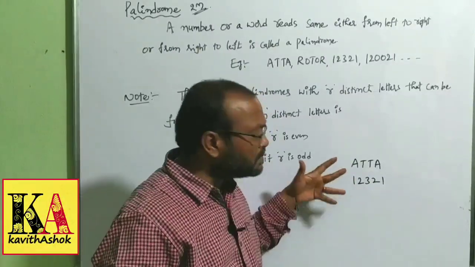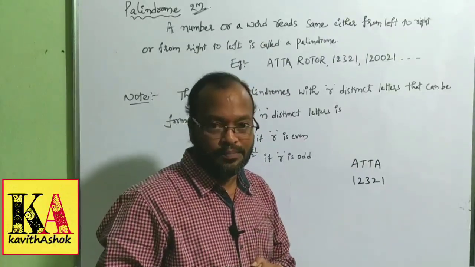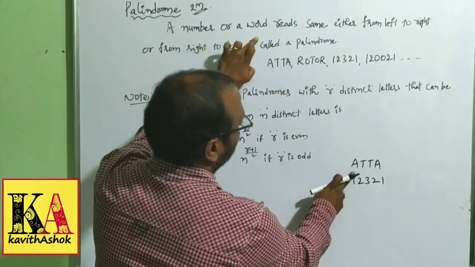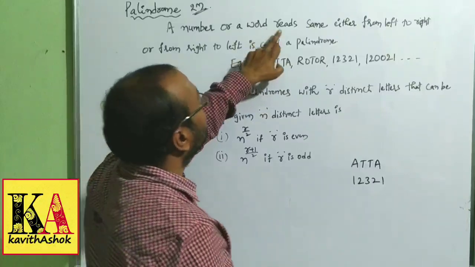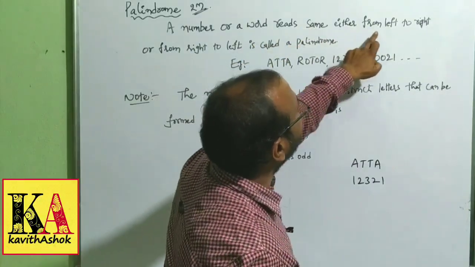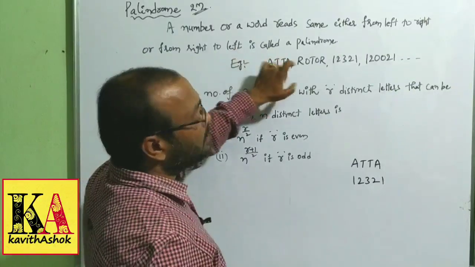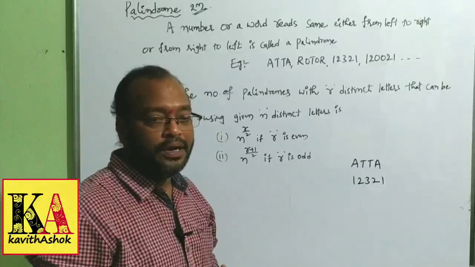So, if the palindrome concept is there, then how can we solve the problem? That is very important. So, look here. A number or a word, whatever it may be, reads the same either from left to right or from right to left is called a palindrome. So, these types of words or numbers are called palindromes.